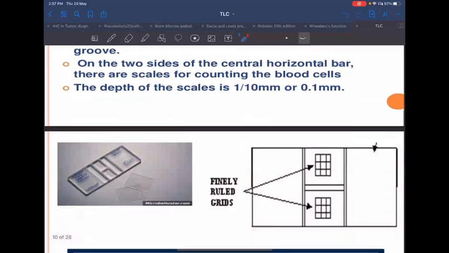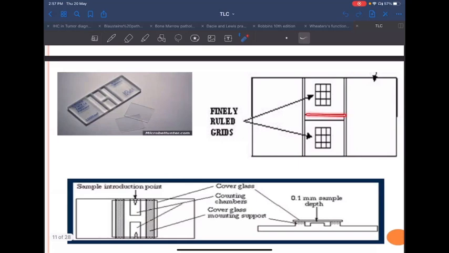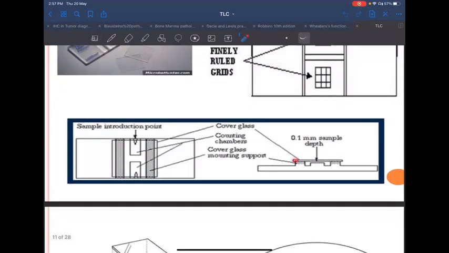Let me show you in another picture. These are the scales where the counting of WBCs, RBCs, and platelets is done. These are the two vertical gutters, and this is one horizontal gutter. So when we place the cover slip, the depth of this is 0.1 mm.